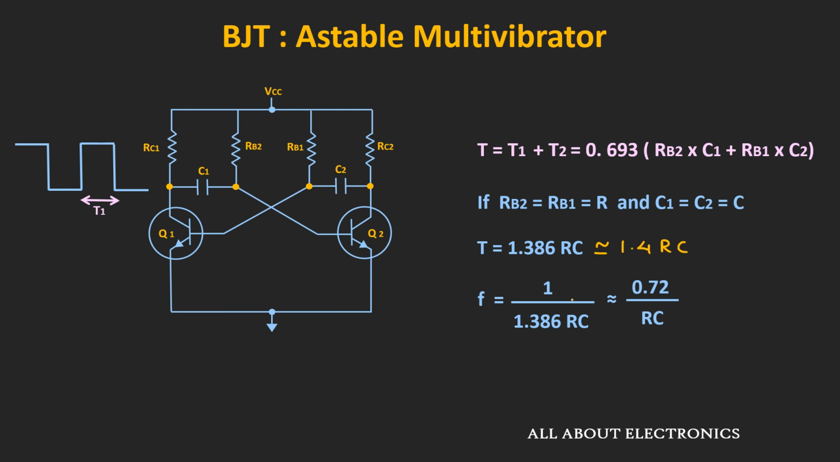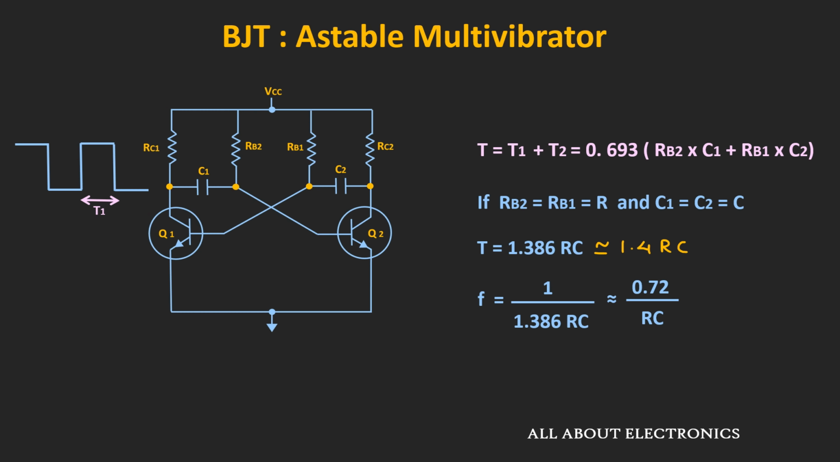RC. Now the frequency f is equal to 1 by T. So if we calculate the frequency f, then roughly it will be equal to 0.72 divided by RC. So in this way, we can get the desired frequency of oscillation for this astable multivibrator. And if the values of resistors and the capacitors are not same, then the on and off time of this astable multivibrator will be unequal.